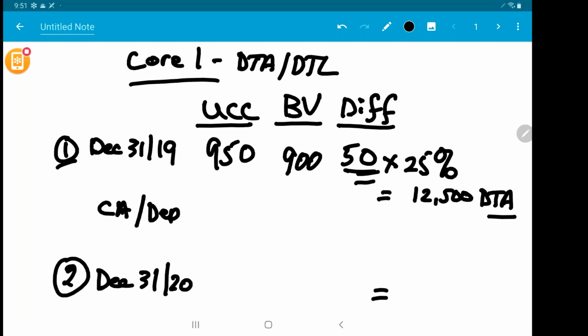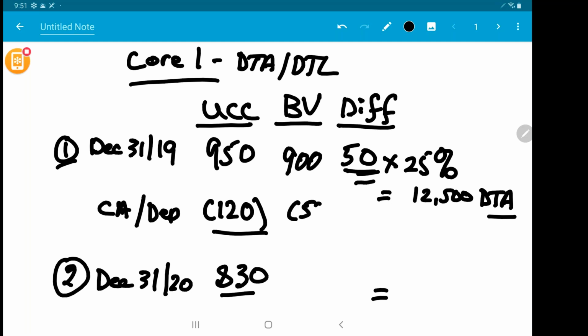Okay, so now the next thing we're going to do, we're given CCA and depreciation for the year. Okay, CCA was 120. So we'll end the year, December 31st, 2020, with a UCC of 830. Similarly, on our books, we have depreciation of 50. So now that's a cumulative difference of 20.